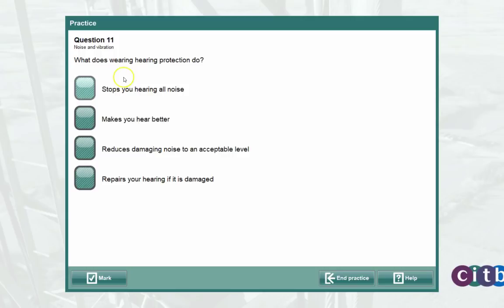What does wearing hearing protection do? Stops you hearing all noise. Makes you hear better. Reduces damaging noise to an acceptable level. Repairs your hearing if it is damaged.